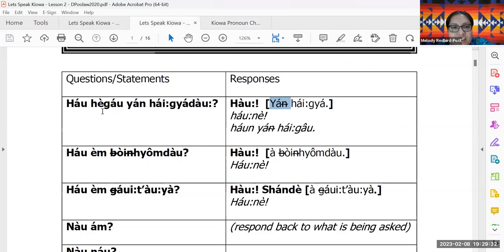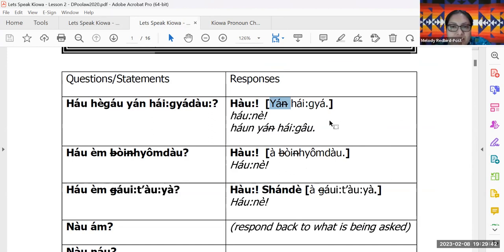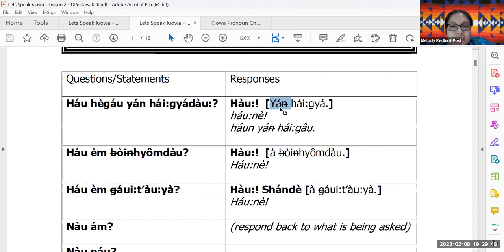Where is it? Ha, ha, bay haigya. Bay haigya. Or is it be bait haigya? Just be bay haigya. Bait. More than three people, be bait. Okay, so we'd have to say the bait. Okay, so we say the same pronoun for both the question and then we respond the same.